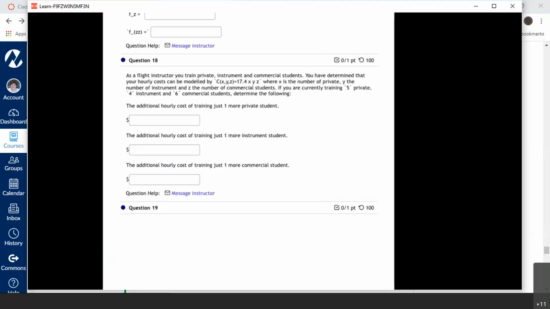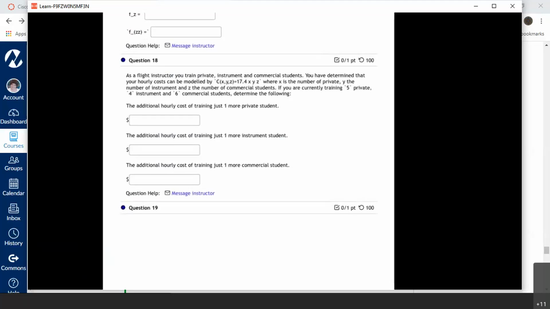Okay, so here, a flight instructor. You're a flight instructor and you train private, instrument, and commercial students. You've determined your hourly cost can be modeled by a function of three variables, X, Y, and Z, where X is the number of private, Y is the number of instrument, and Z is the number of commercial students. If you're currently training 5 private, 6 instrument, and 6 commercial students, determine the following.